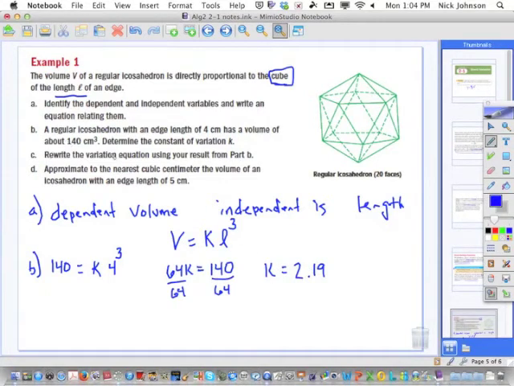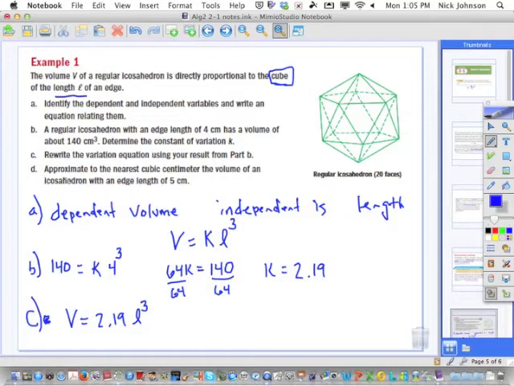C says write the variation equation using your result from part B. Well, C is going to say then, V, and all we do is just put our constant of variation into this equation. V equals 2.19 L to the third power.